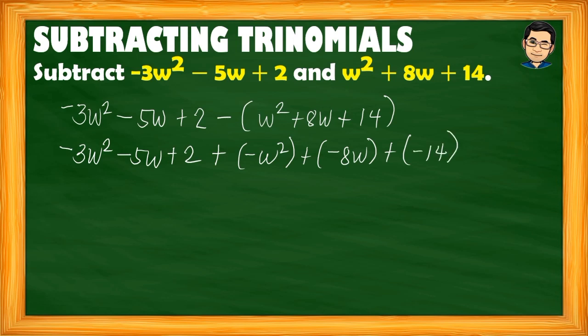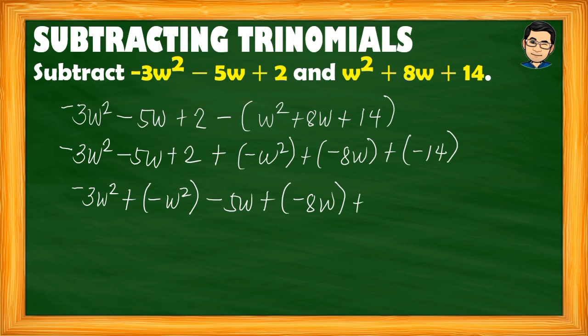Yan. And then, we combine like terms. Negative 3w squared plus negative w squared, and then minus 5w plus negative 8w, and then yung mga constant term, plus 2 plus negative 14. Ayan. And then we add. So, itong dalawa na to, negative 3w squared plus negative w squared, same sign naman. So, the answer is negative 4w squared. The numerical coefficient of w squared is negative 1.